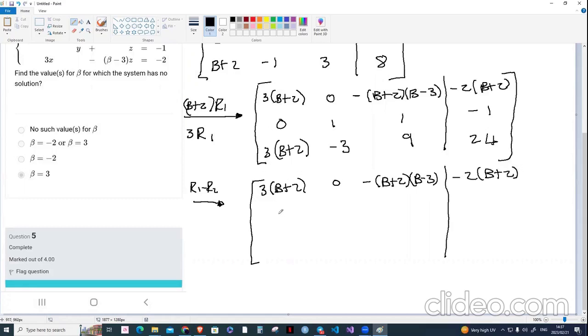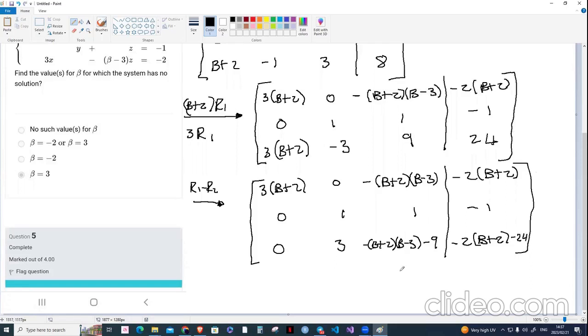Then, okay, this one is fine. Don't need to change it. Minus 1. Then 3. This one minus this will give us 0. 0 minus this will give a positive 3. Then this minus this will give a minus B plus 2, B minus 3, minus 9. Then this one would be minus 2, B plus 2, minus 24. And then we are done with this pivot point.